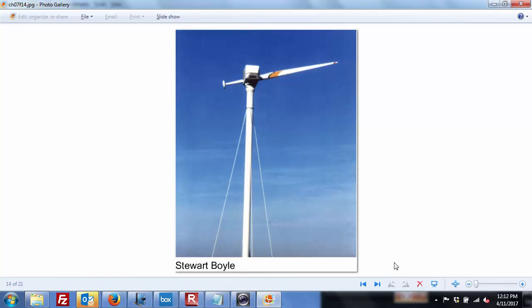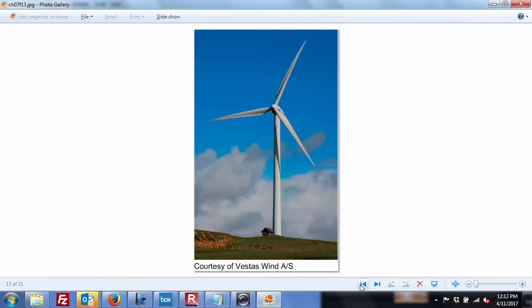This blade can only be one place at a time, but if you have a whole bunch of blades, they're interfering with each other. So the triple blade seems to be the happy medium for balance.